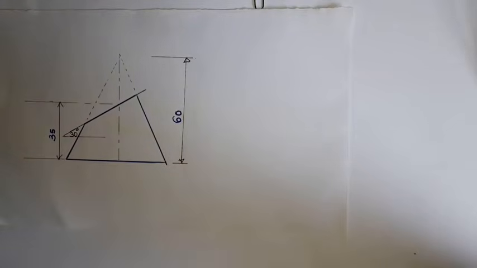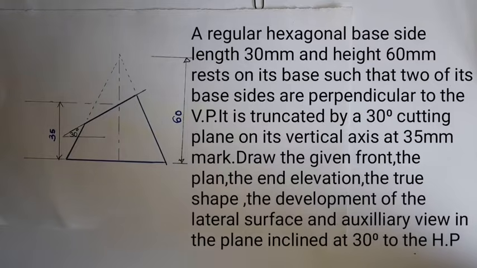Now the question reads, a regular hexagonal pyramid of base side length 30 mm and height 60 mm rests on its base on the HP such that two sides of the base are perpendicular to the vertical plane, that is the VP. It is truncated by a 30-degree cutting plane at that 5 mm mark on its axis. We are expected to draw the given front, the plan, the end elevation, the true shape, the development of the lateral face, and auxiliary view in a plane inclined at 30 degrees to the HP. So we are going to have 6 drawings here to answer the question.